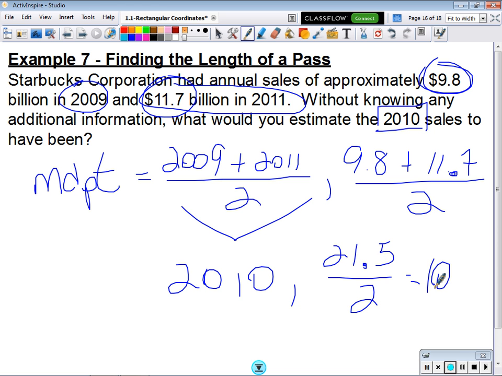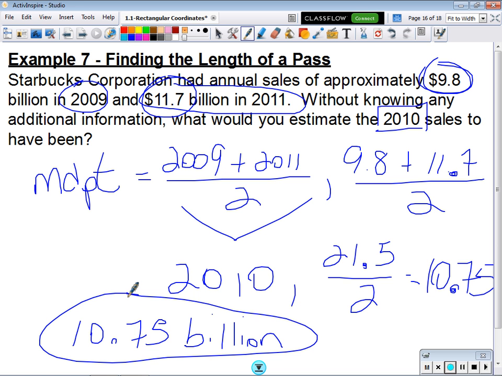10.75. So to answer this particular question, it says, what would you estimate the 2010 sales to have been? Well, we would estimate this to be roughly about $10.75 billion. So anytime you're doing an application question, just always remember to answer the question that's being asked. Okay, so that's what the answer to that one is there.